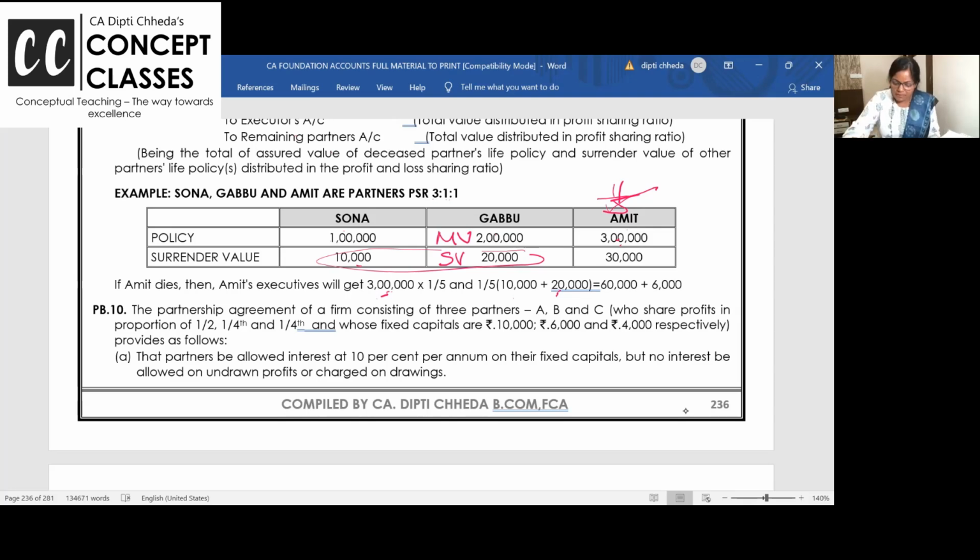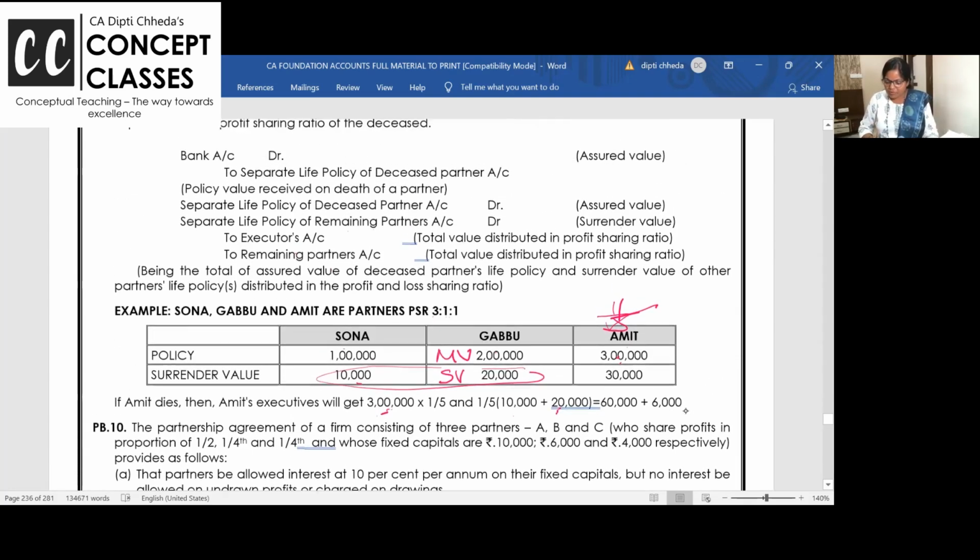Yes. I'm waiting. Is this concept of separate policy clear? This is over and above your joint life policy. कुछ डाउट है तो पूछो. पहले आप चेक करो ये जर्नल एंट्री, ये एग्जाम्पल.